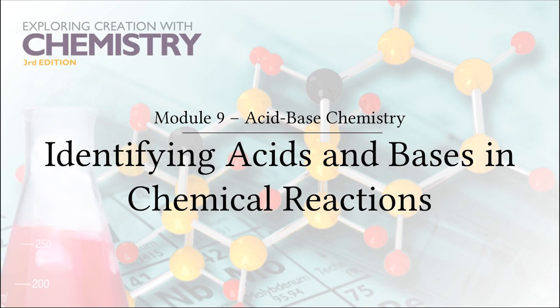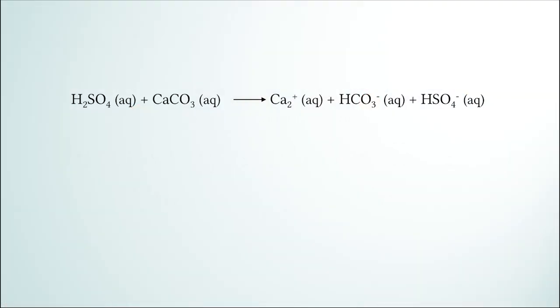Module 9, Acid-Base Chemistry. Identifying acids and bases in chemical reactions. It is time to take what we have learned about acid-base chemistry and use it in some problems. Determine which reactant is the acid and which is the base in the following chemical equation. H2SO4 aqueous plus CaCO3 aqueous produces Ca2+ aqueous plus HCO3- aqueous plus HSO4- aqueous.